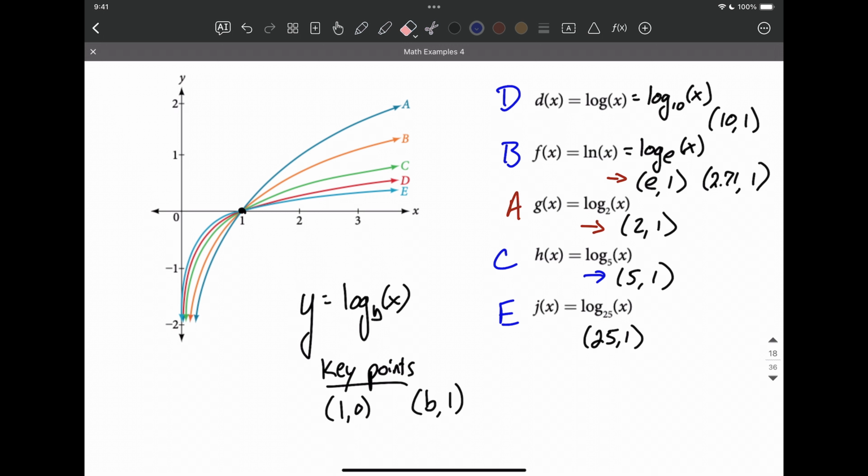So I hope this helps out as you're working on trying to understand the connection between what the graphs are going to look like and logs with different bases.